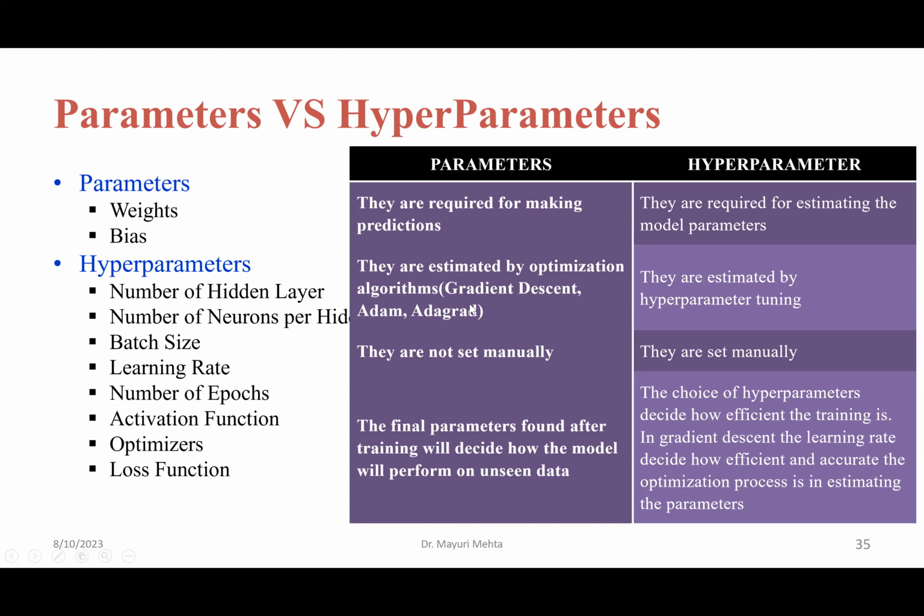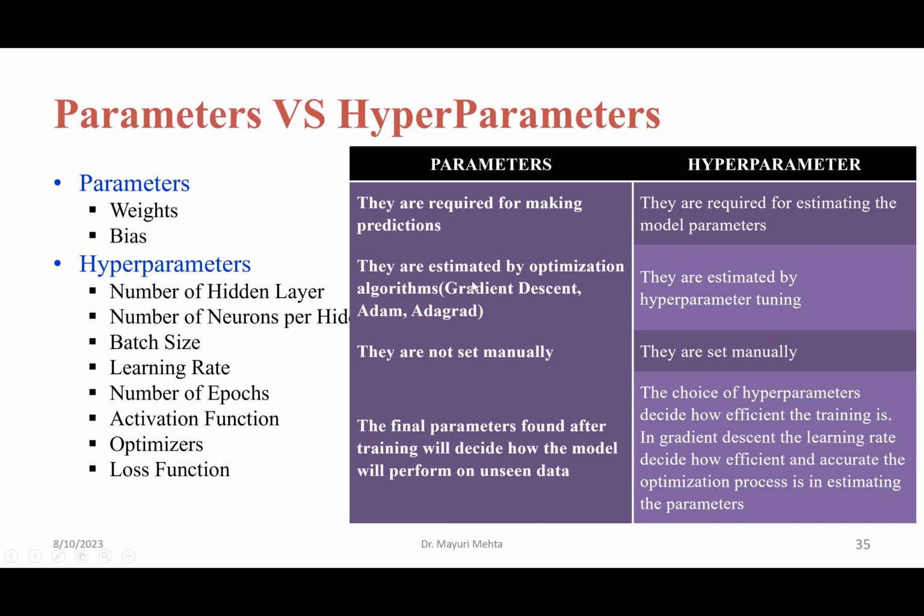Fine. The next difference is these parameters are estimated by optimization algorithms like gradient descent, Adam, Adagrad, etc. While these hyperparameters are estimated by hyperparameter tuning. So I'll discuss what is hyperparameter tuning after the discussion of these differences.